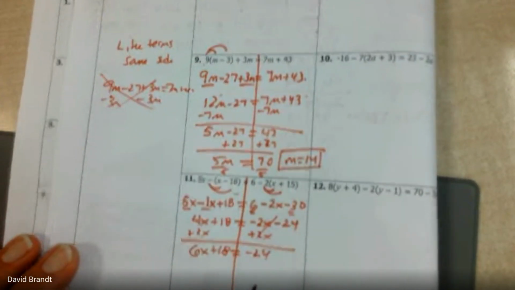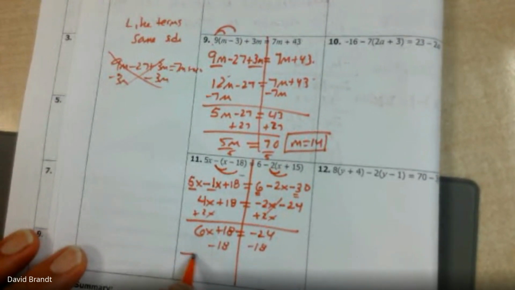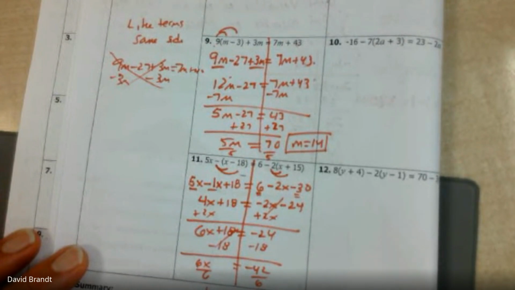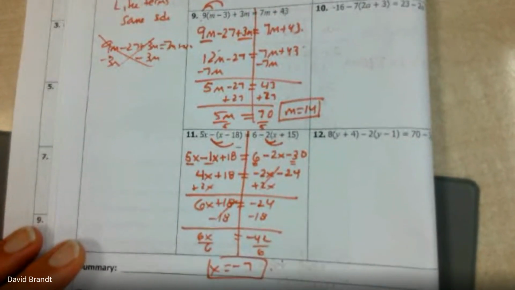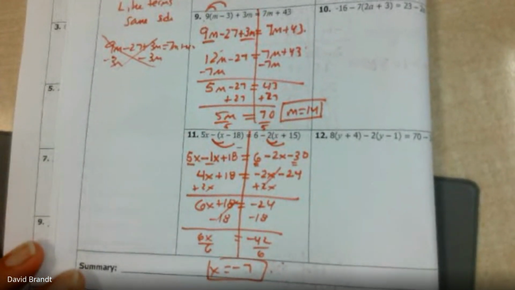Now subtract 18. Subtract 18. 6x equals, those cancel. What's negative 24 minus 18? That's negative 42. Divide by 6. You get negative 7. All right? You get negative 7. Now, hopefully you were following along and did the steps yourself. Check to see if you're right.